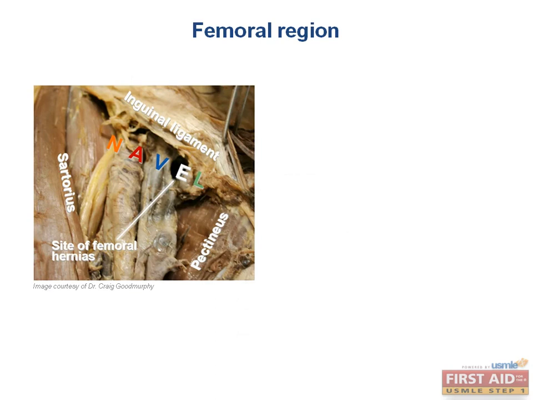We'll review the femoral region next, very briefly. The key mnemonic here is navel, N-A-V-E-L. This tells you the lateral to medial structure of the femoral region. The femoral nerve is most lateral, and as you move medially, you encounter the femoral artery, femoral vein, a gap of empty space, and then the lymphatic vessels.